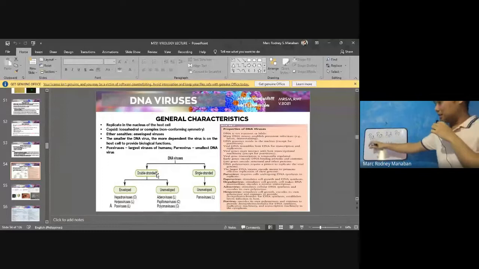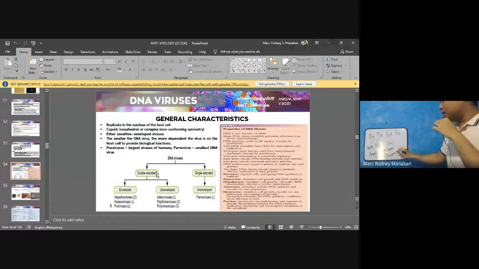PA stands for parvoviridae. Your other PA stands for papovaviridae. And papovaviridae is composed of two families: papillomaviridae and polyomaviridae. Okay? AD stands for adenoviridae.